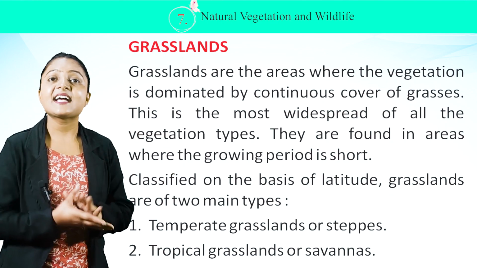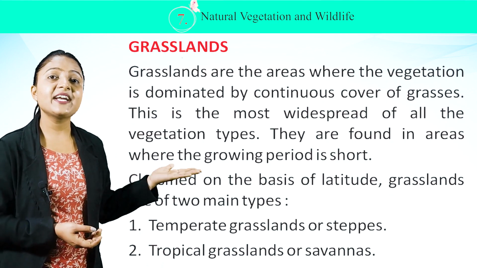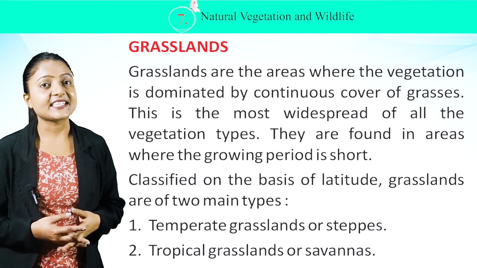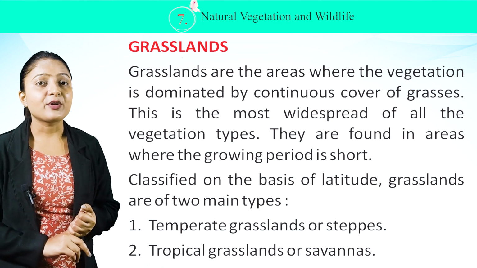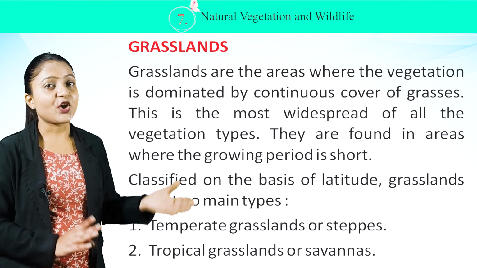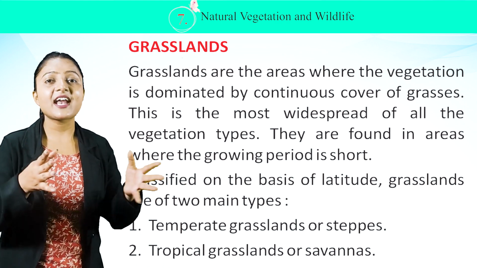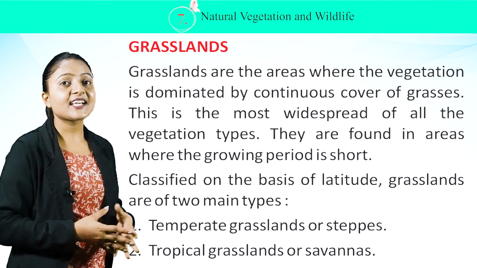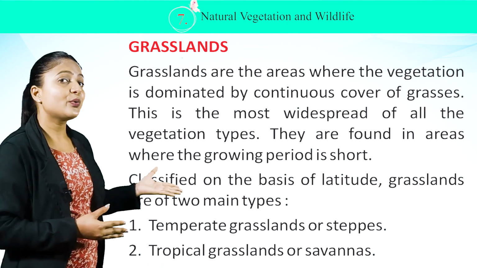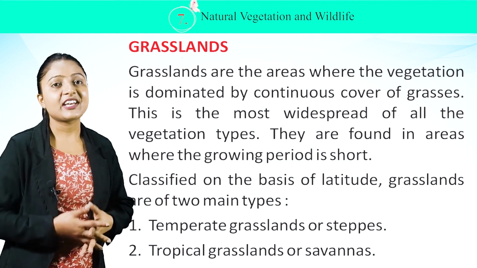Grasslands. Grasslands are the areas where the vegetation is dominated by continuous cover of grasses. This is the most widespread of all the vegetation types. They are found in areas where the growing period is short. Classified on the basis of latitude, grasslands are of two main types. Number 1, temperate grasslands or steppes. Number 2, tropical grasslands or savannas.